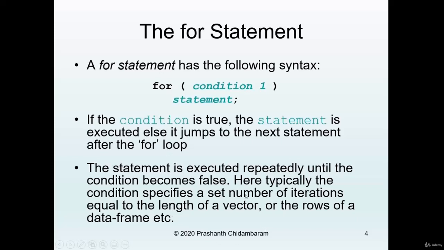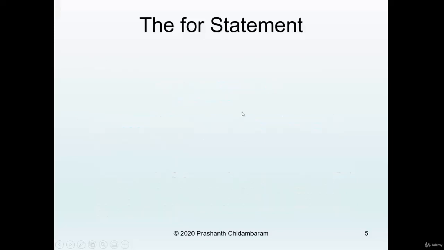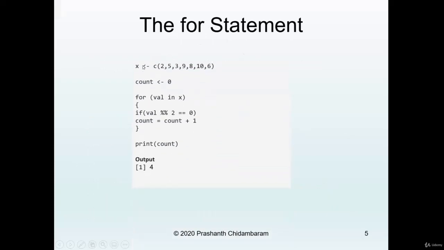Here typically the condition specifies a set number of iterations equal to the length of the vector or the rows of a data frame. What I mean by that is, for instance, you may want to loop through each and every row of a data frame. In that case, you can specify the length being, say, 100 rows. Then you specify an iteration for 100 times and so on. It's run each time and evaluates each row for the particular condition. If it's true, then the statement inside is run. If it's false, then it's ignored and moved on to the next row and so on.